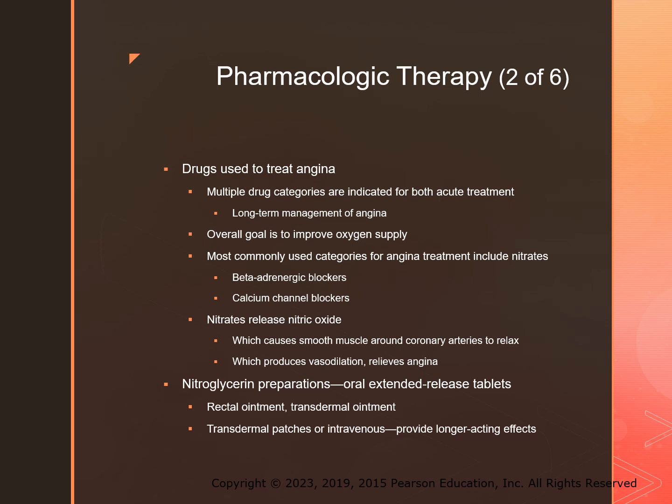Please read through this. A patient that's taking nitrates, you need to make sure that they're well protected from falling. Just moving from a sitting to a standing position can lower their blood pressure. ACE inhibitors, these are angiotensin converting.